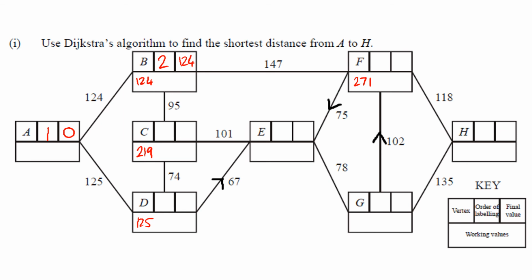We're going to box off D next, so 3 and 125, and we're going to update our temporary labels, so this would go to 199, 125 plus 74, and this would go to 192. E is the next one we box off.